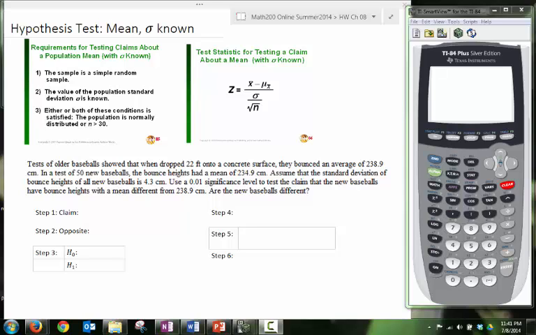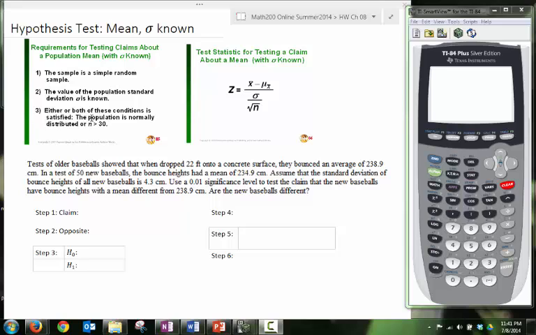Let's do a problem from section 8-4 where we're doing a hypothesis test for a mean and sigma is known. You should always check the requirements before doing a hypothesis test to make sure that you have all the requirements satisfied. We want to assume that we have a sample that is simple and random. We want to make sure that sigma is in fact known for our problem.